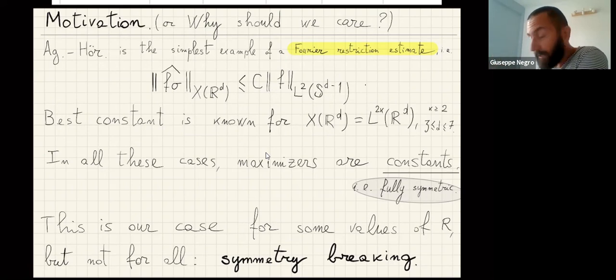More people are interested in cases in which this space is LP, and for even exponent, in some cases you can say which are the maximizers. You can compute the best constant, you can compute the maximizers, but the maximizers in all these cases turn out to be constants. And constants are fully symmetric functions.